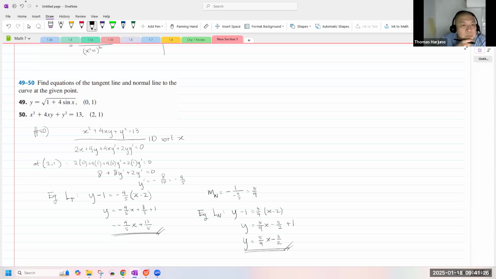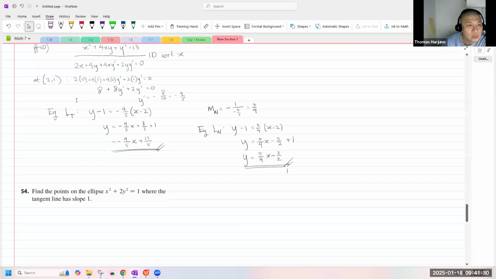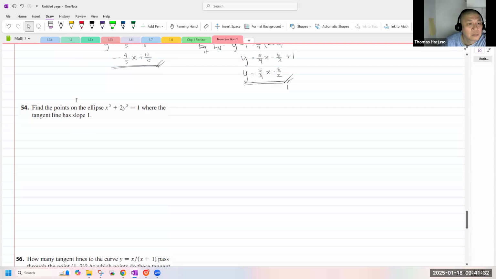Okay, that's for number 50. Let's see more. Number 54. Find points on this ellipse where the tangent line has slope 1. So let's say we have an ellipse. I think this ellipse is supposed to look like this.